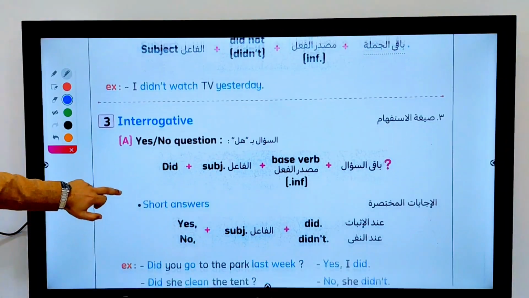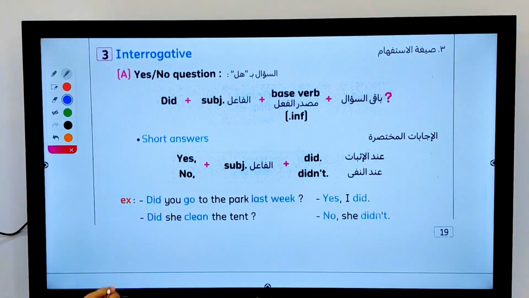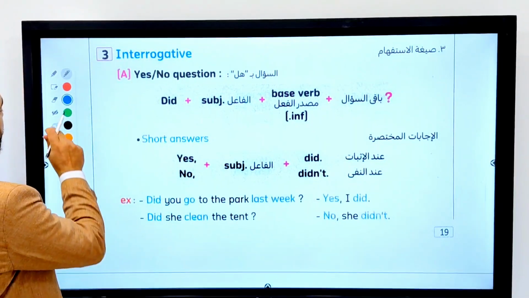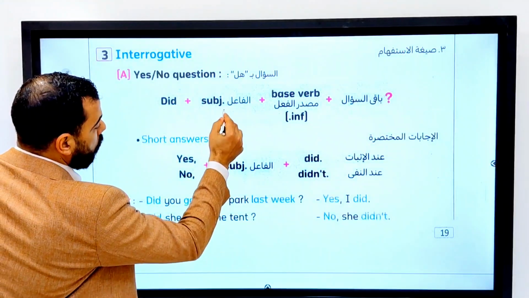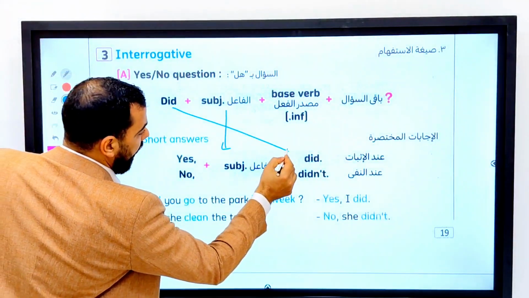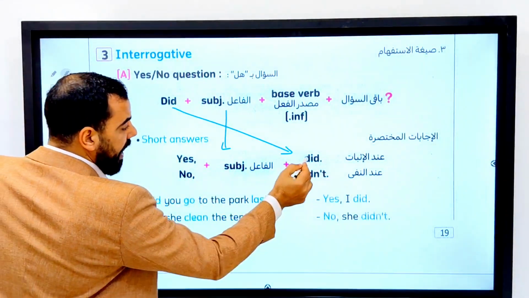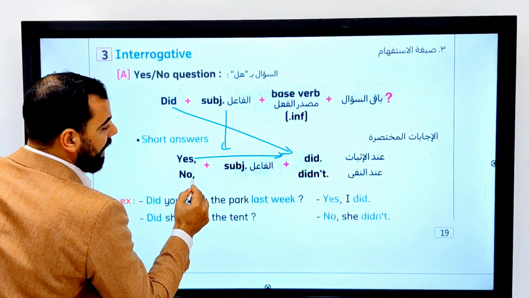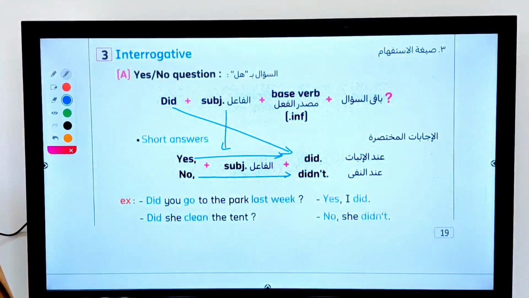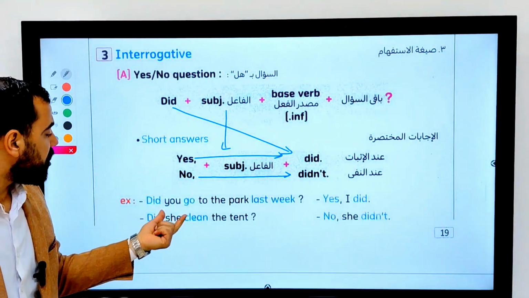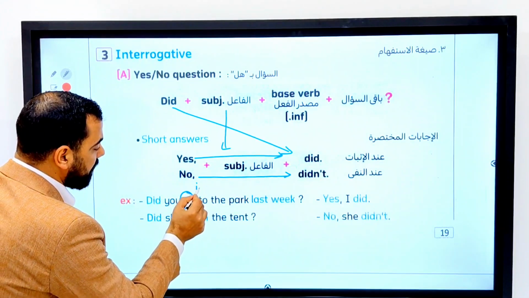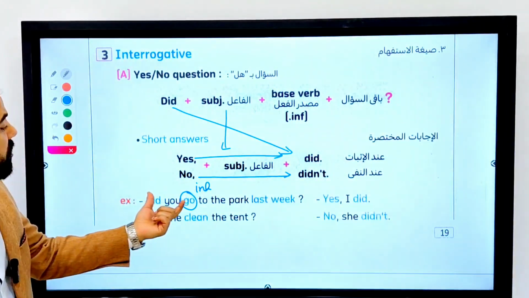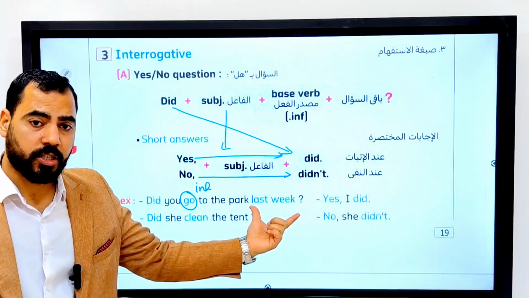Short answers: we can answer with yes or no. We start with the subject. After that, we use did with yes, and didn't with no. So, for example, did you go? Go must be in the infinitive. Did you go to the park last week?